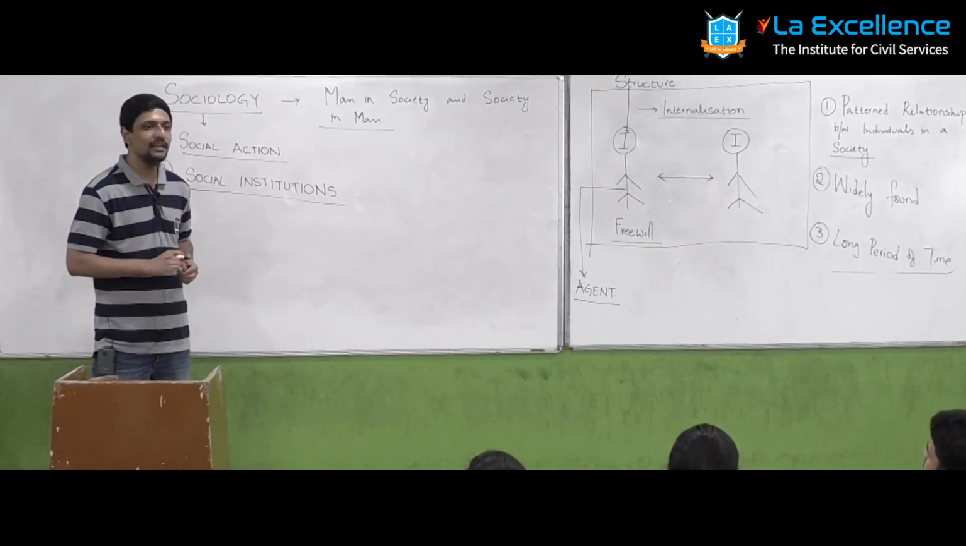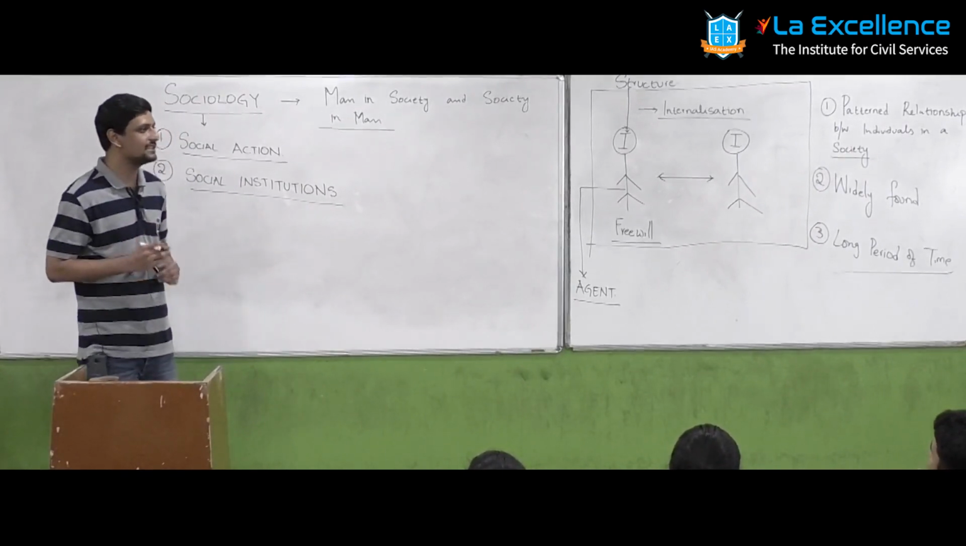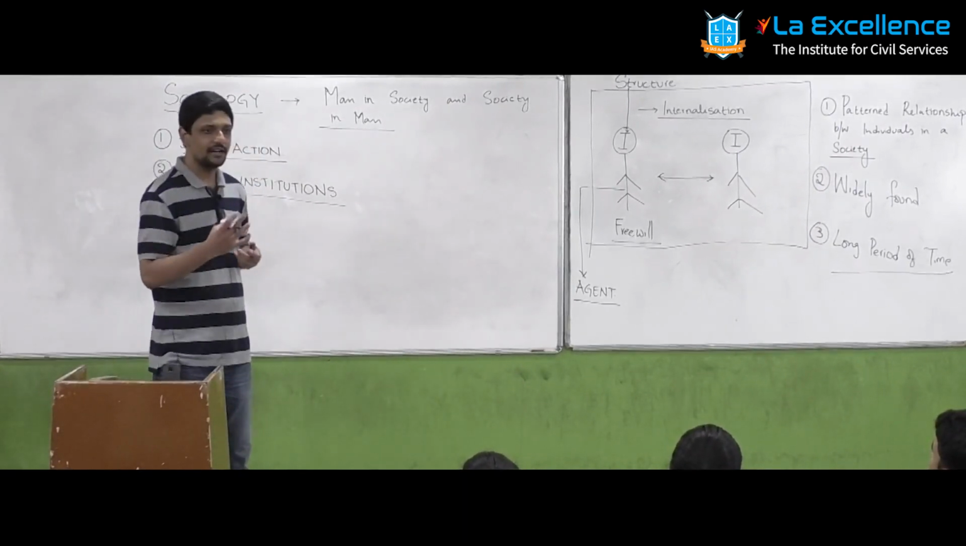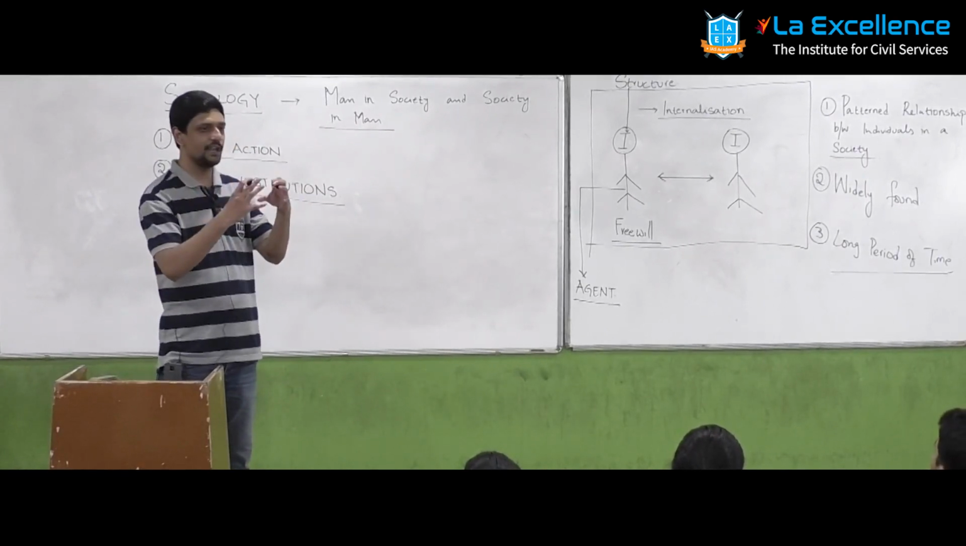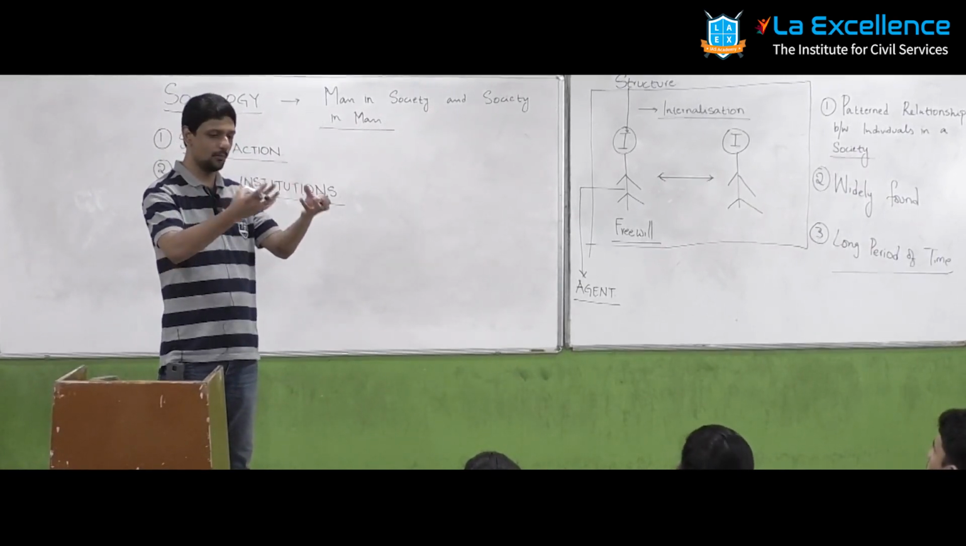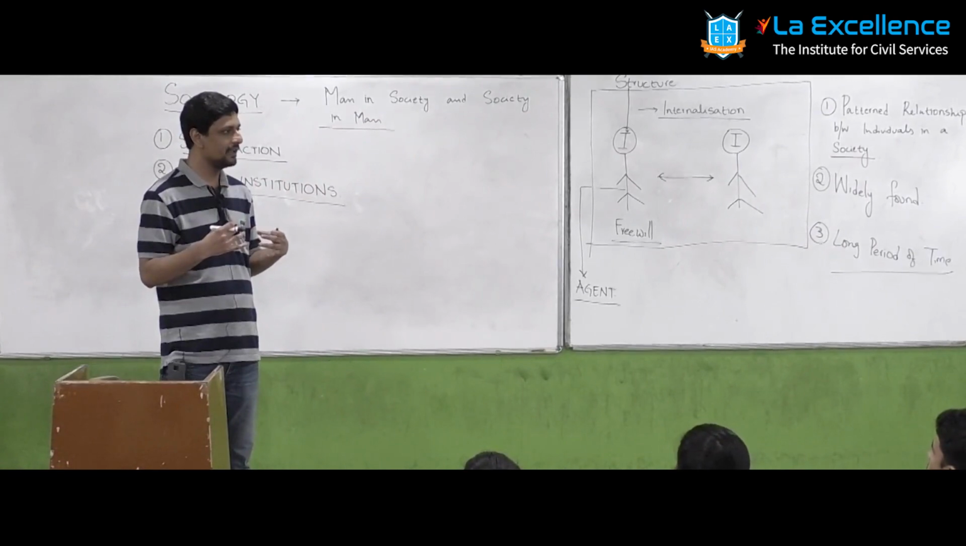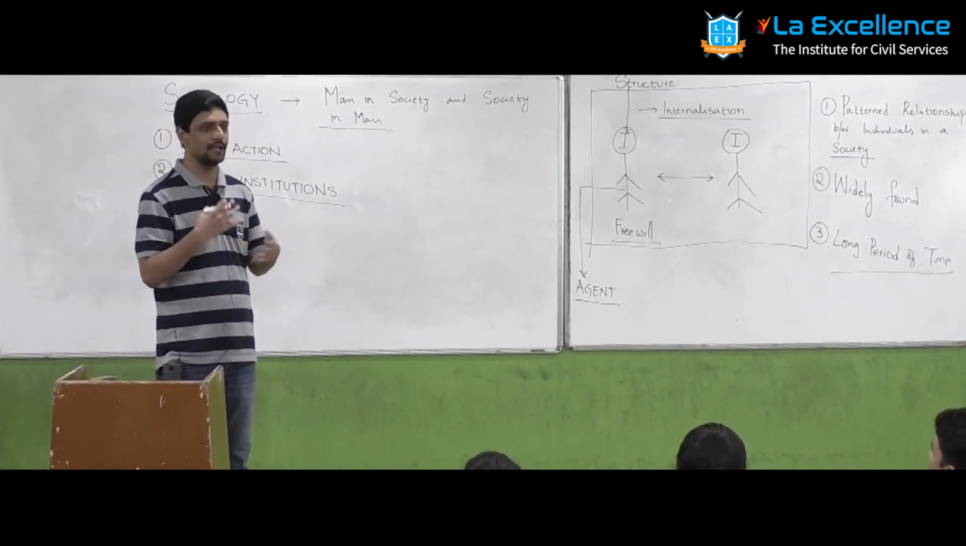So, now when we say family is a social institution, we mean it is a kind of patterned relationship in which how wife should behave with husband, how husband should behave with wife, and how both of them should behave with children, right? This is a pattern, that is, it keeps on repeating.